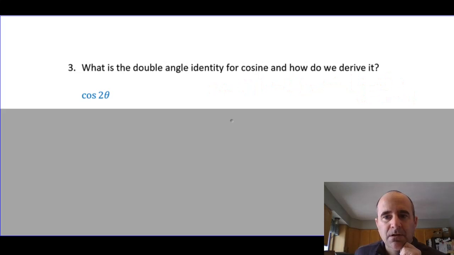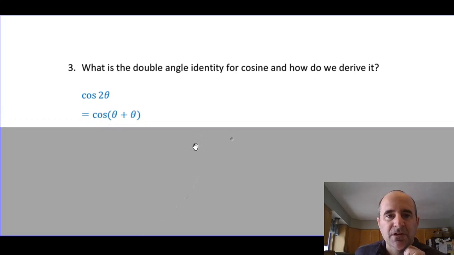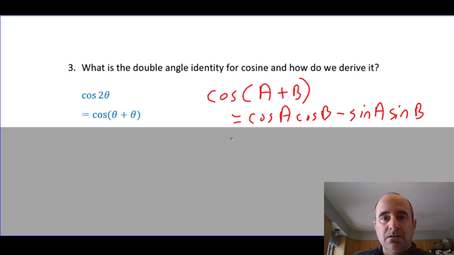How about the double identity for cosine? If there's one for sine, there's almost certainly one for cosine, and we can derive that identity in a very similar manner. We know that cos 2 theta is really cos of theta plus theta, and so we think about the addition identity for cosine. There's the cosine addition identity. Cos A plus B is cos A cos B minus sine A sine B. You could probably pretty much finish this derivation on your own.